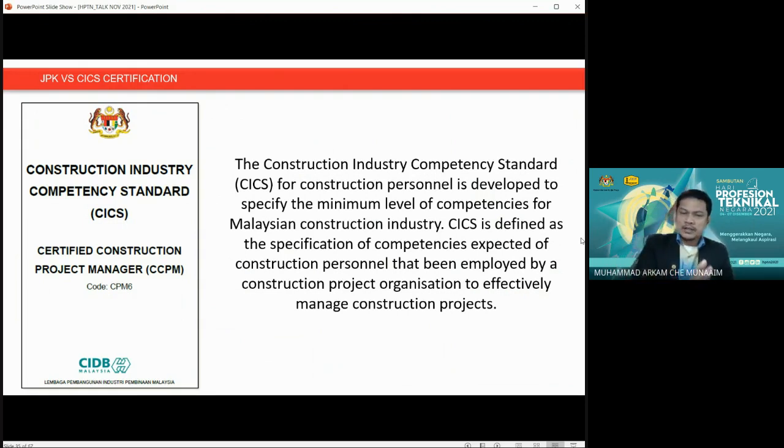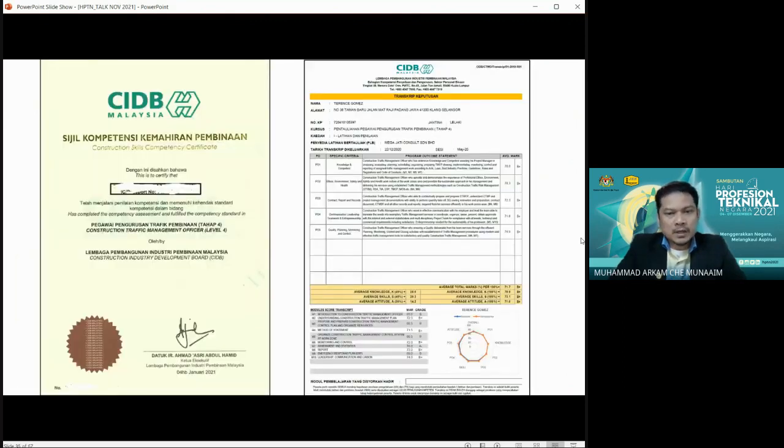So once we have this standard, it shows us basically this is the level that you are expected to know, and you are expected to perform the duties according to the level of work that you have attained. Sample of a certificate, CSCC, Construction Skill Competency Certificate, or Sijil Kompetensi Kemahiran Pembinaan.